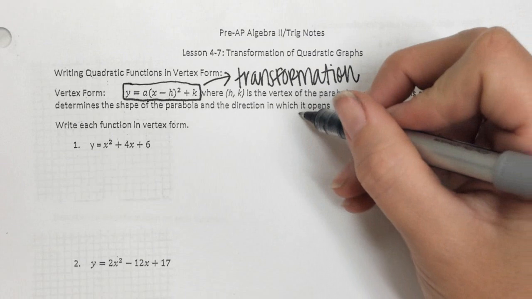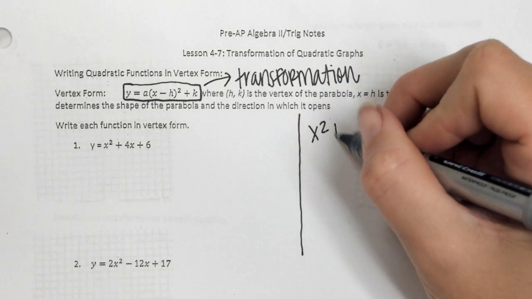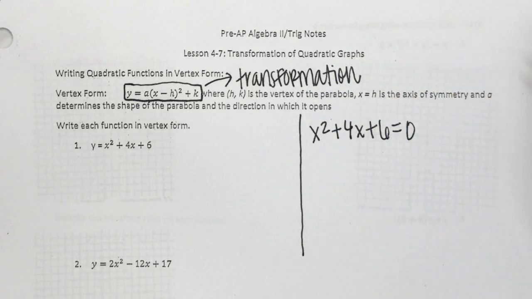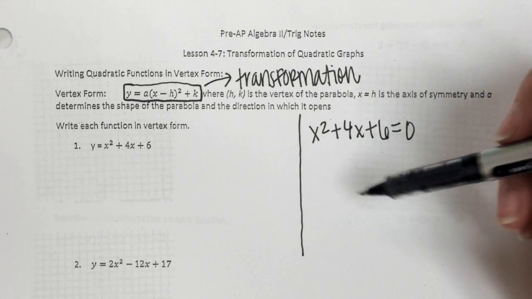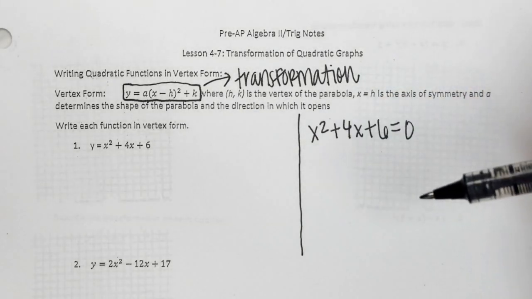So what I'm going to do is rewrite this problem, x squared plus 4x plus 6, over here and set it equal to 0. I'm just going to go through the steps of completing the square with this problem and show you that it's very similar in order to put it in vertex form, okay?